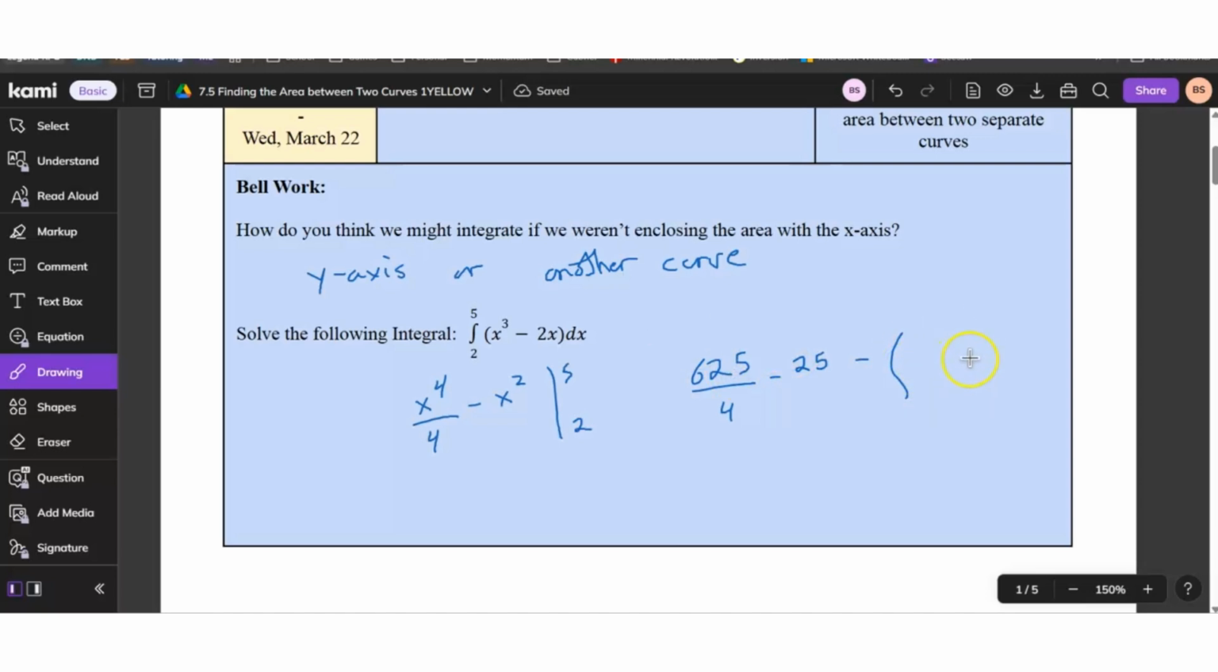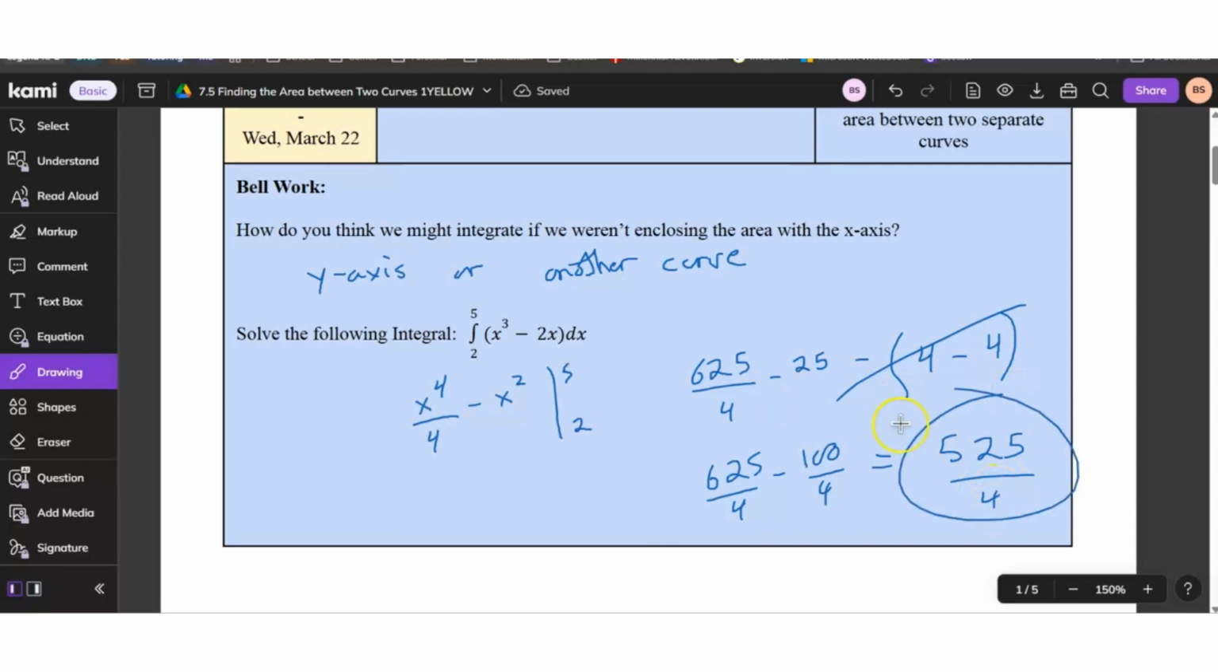Then 2 to the power of 4 is 2, 4, 8, 16 over 4, which is 4, minus 2, 4. It's a 0. So it's just going to be 625 over 4 minus 100 over 4, which is 525 over 4.